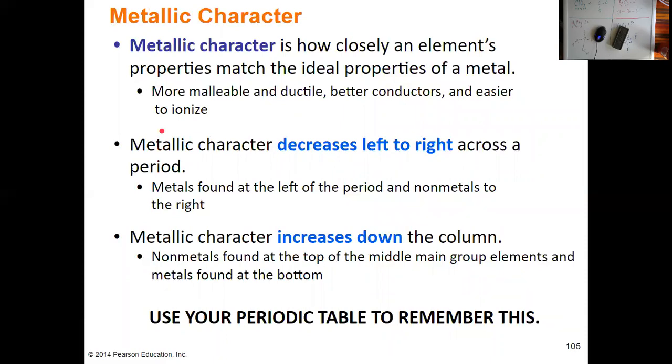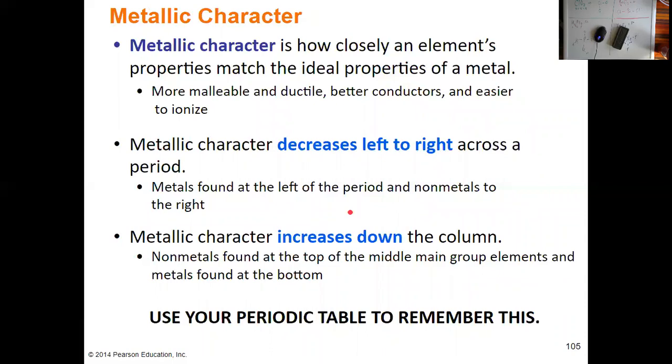So metallic character is going to decrease from left to right across the periodic table. Now that should make sense because your metals are on the left and your nonmetals are on the right. So you would expect it to decrease from left to right. Metallic character increases down a column.